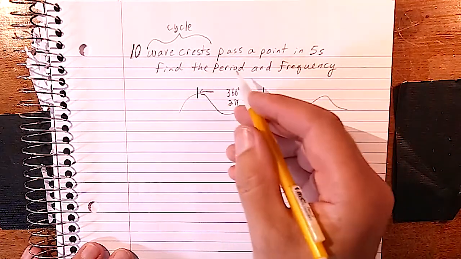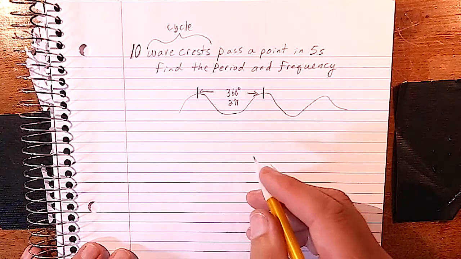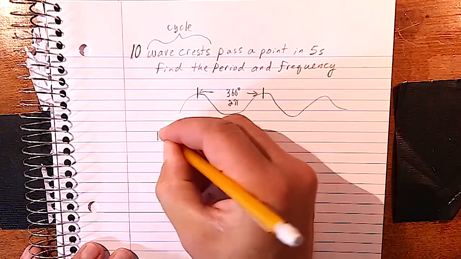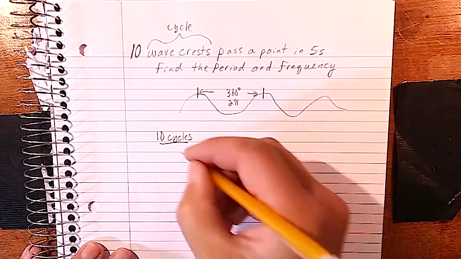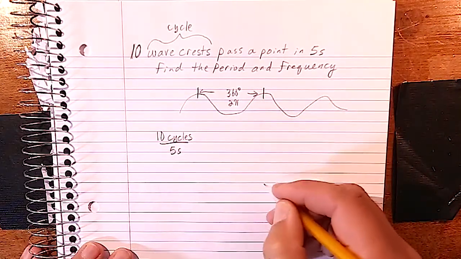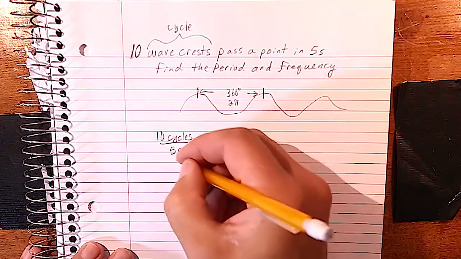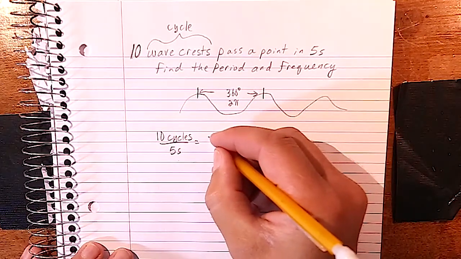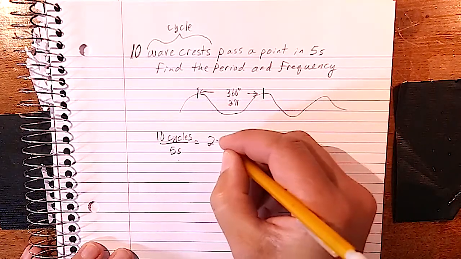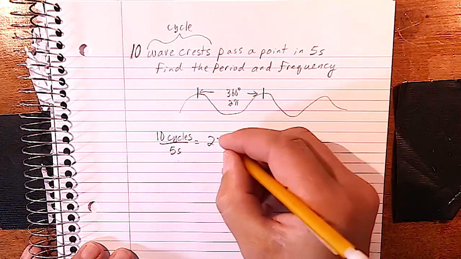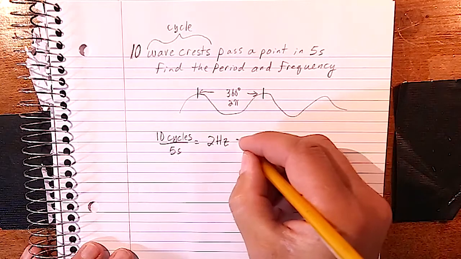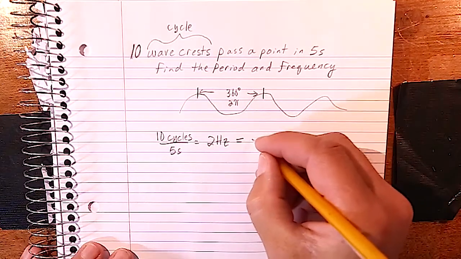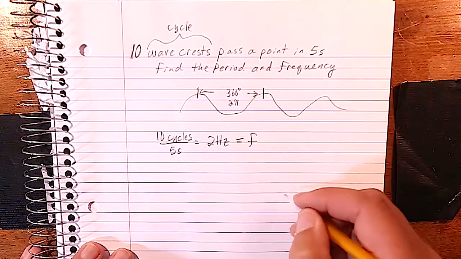So we have 10 wave crests passing a point, so we can say that we have 10 cycles in 5 seconds. Well, let's divide that and get a number. 10 divided by 5 is 2. Cycles per second is hertz. So we've done our equation. That's our answer. 2 hertz is our frequency.